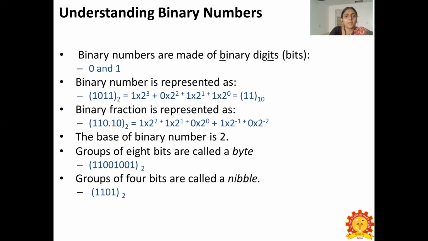A binary fraction can be represented as 110.10. That is, after the decimal point, it will be represented with negative powers. So after the decimal, we have 1 and 0. So 1 will be multiplied by 2 power minus 1, plus 0 will be multiplied by 2 power minus 2. And before the decimal, the least significant bit is represented as 0 into 2 power 0, plus 1 into 2 power 1, and the most significant bit 1 into 2 power 2.